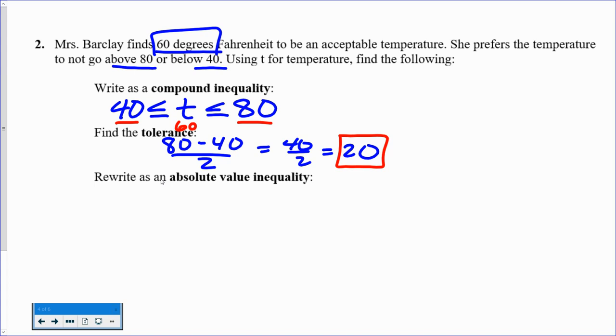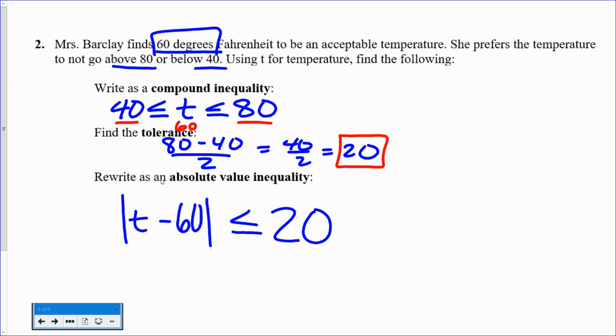So then for my absolute value inequality, we're always using less than or equal to the tolerance because that's how far off we can be. We used T for temperature. I'm always subtracting because I'm finding those differences between these values, and then that desired amount is 60. If you don't have any work necessarily for these problems, that's okay. You don't have to show me any work. If you can do that in your head, great. If you want to show those steps, go for it.